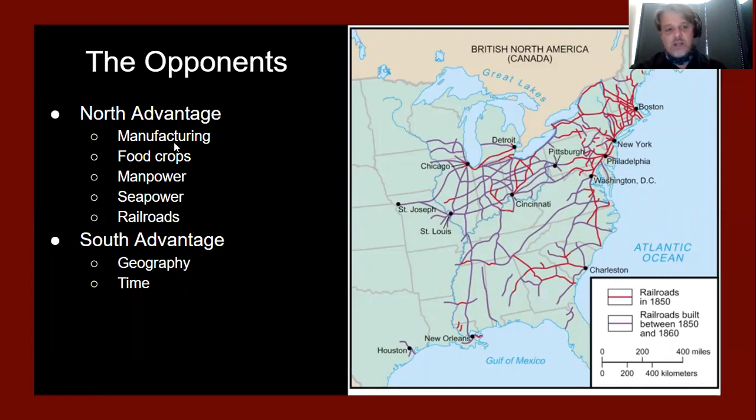It's kind of a makeup of North and South. The North had manufacturing, food, crops, manpower, sea power, railroads. This is the railroads here, right? Railroads in the North, railroads in the South. If you remember from the discussion on the North, the Middle, and the Southern colonies, the middle states at this time are the breadbasket of the nation. This is where all the food crops are grown, in these middle colonies, and they stayed in the Union. The South, they had geography and they had time.